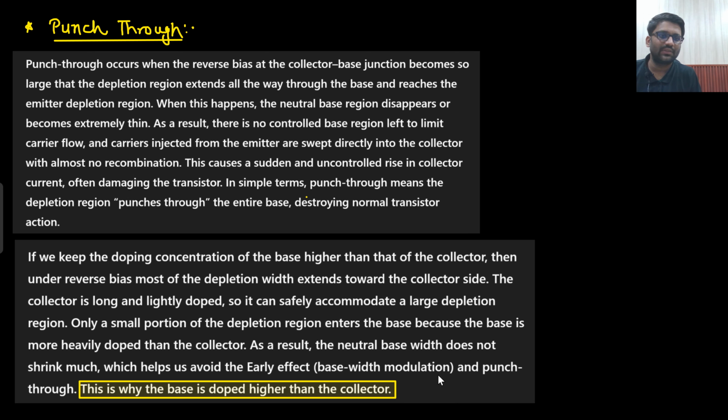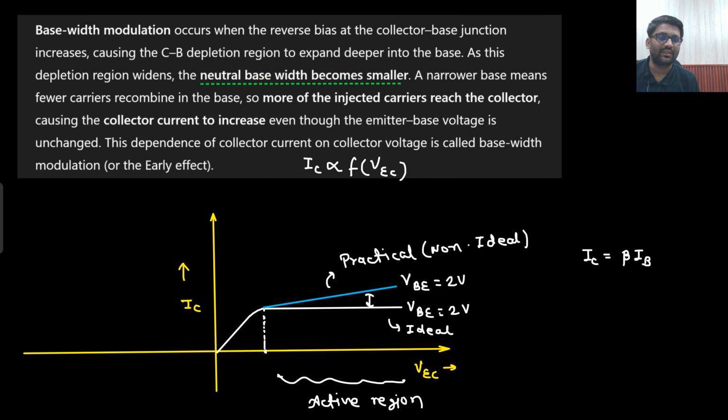I hope it is clear. If someone asks you in a good interview why your base is doped higher than the collector, you should be able to answer in this manner. Not because of the fabrication.